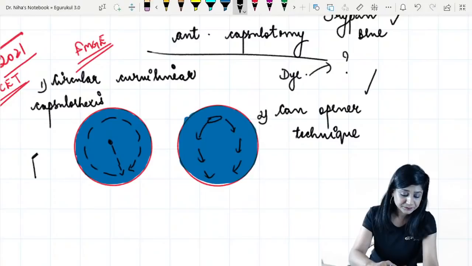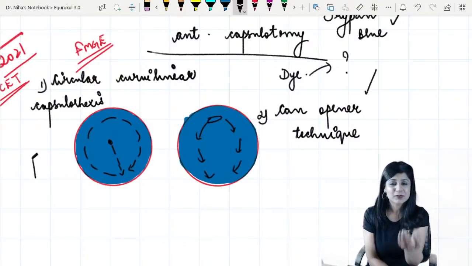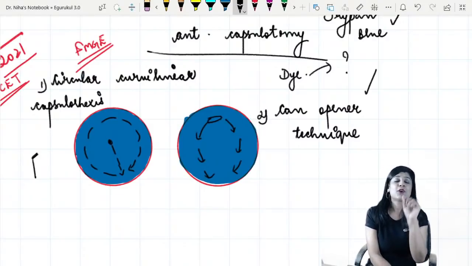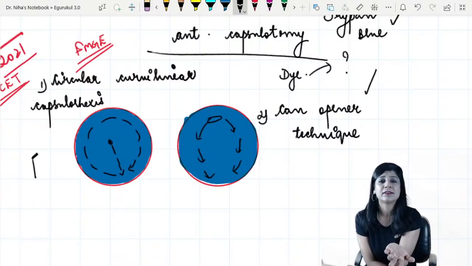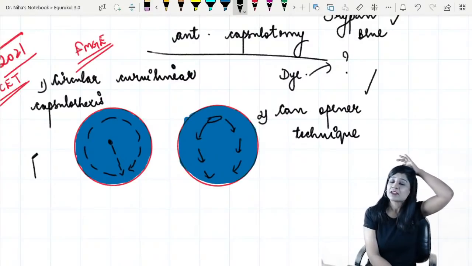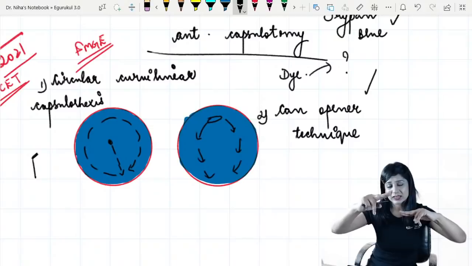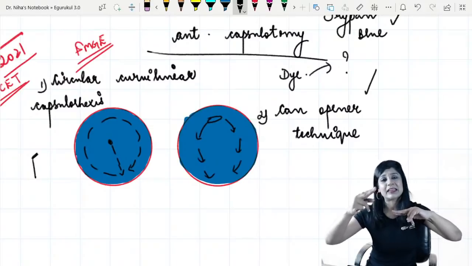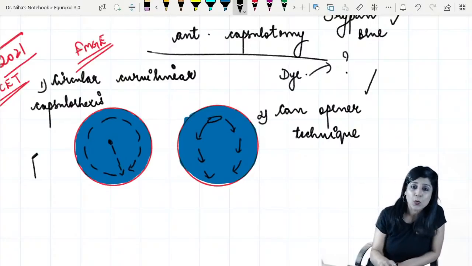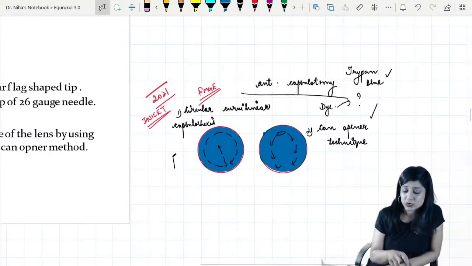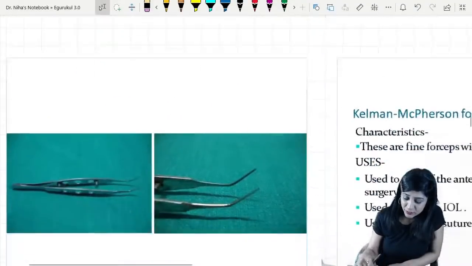And sometimes we don't have the cystotomes. This is a very small instrument, so even you can do desi jugaad. We have got that 18 gauge needle that is always there. With the help of forceps, you can just bend the tip of that needle, and then you can use it in the form of the cystitome. So this is the question related to that, and the dye also. Is it clear, guys? Then we have got the next one.